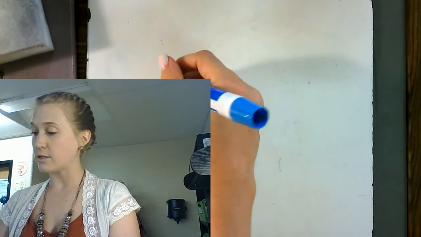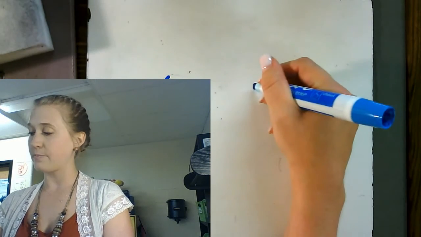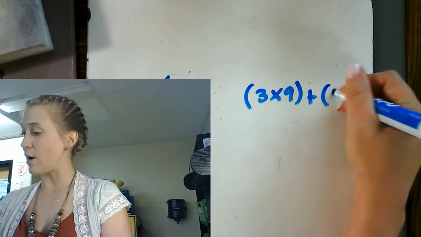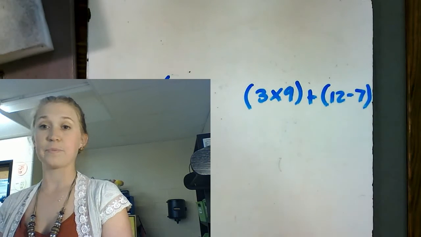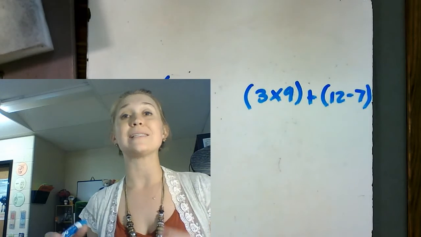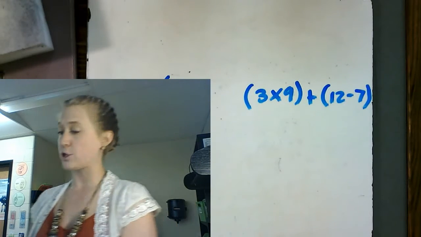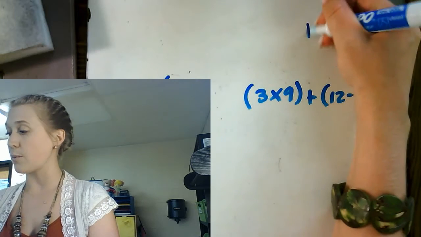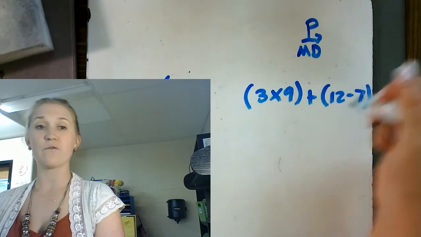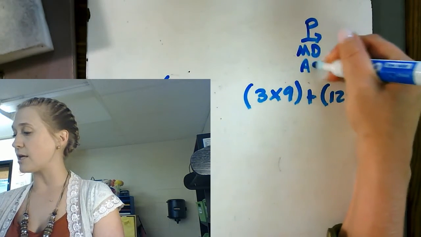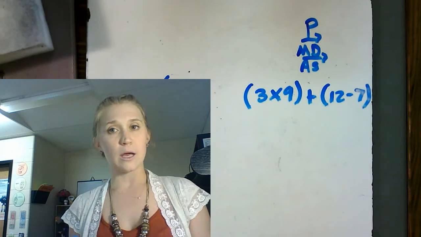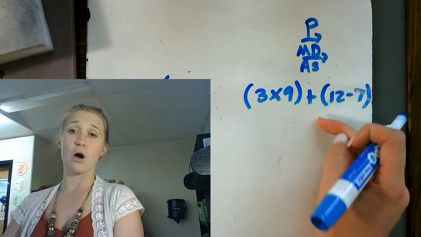So we're going to look at 3 times 9 plus 12 minus 7. And remember, the first thing that I'm going to do before I even solve my problem is I need to write my order of operations. So because we have parentheses, we're going to start with that P on top. Then we've got our M and D, multiplication and division, from left to right, and our addition and subtraction from left to right. Now I've got my order, I'm ready to go.